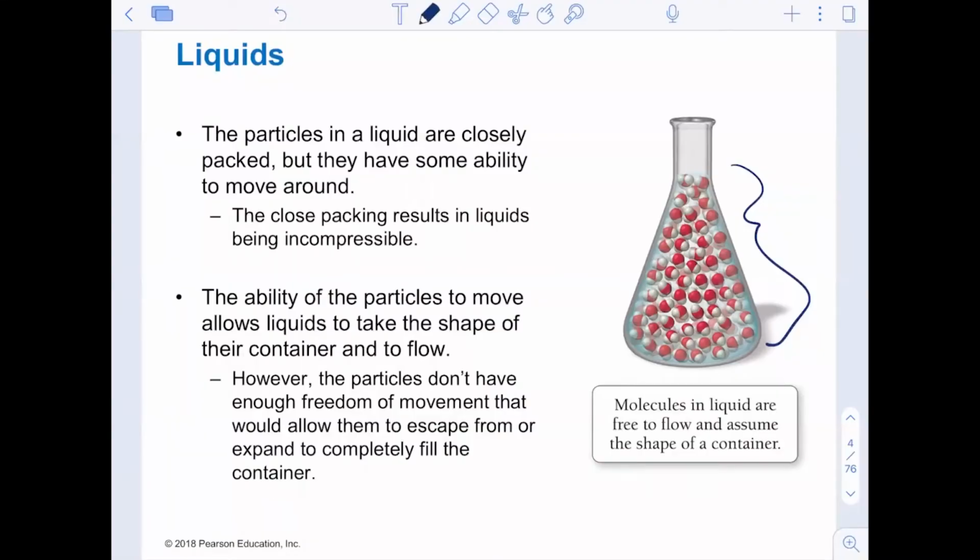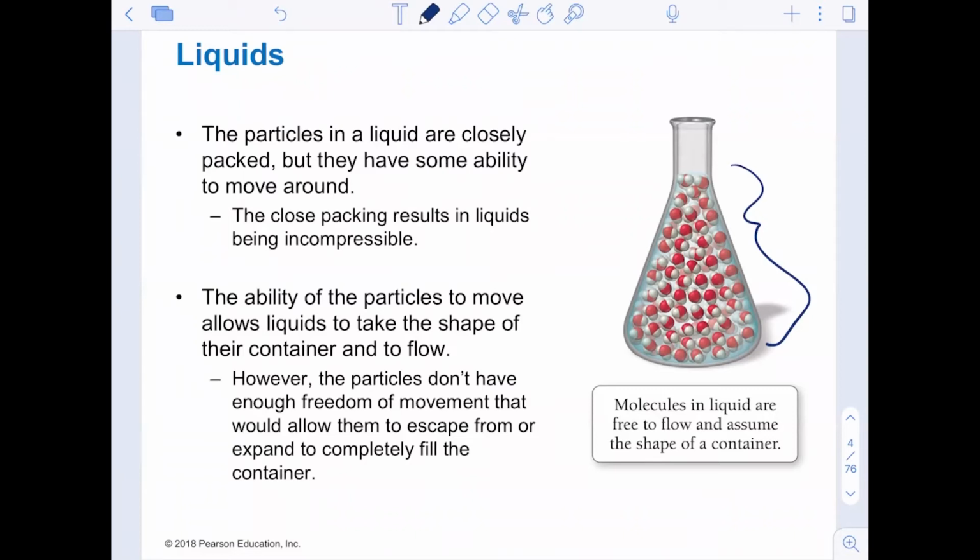Just as a reminder, gases are compressible, right? They have enough space around them that they can be compressed or expanded, and that will change pressure, right? Change of volume, change of pressure. However, liquids can't do that. They're closely enough packed together that liquids cannot be compressed.